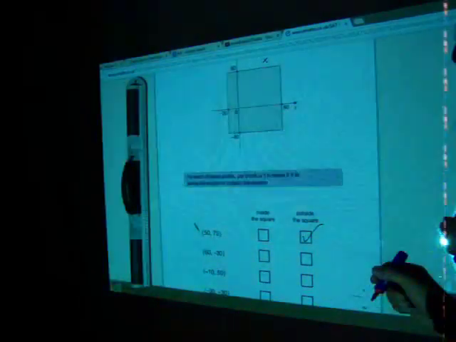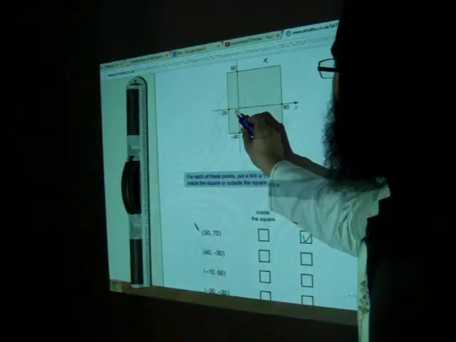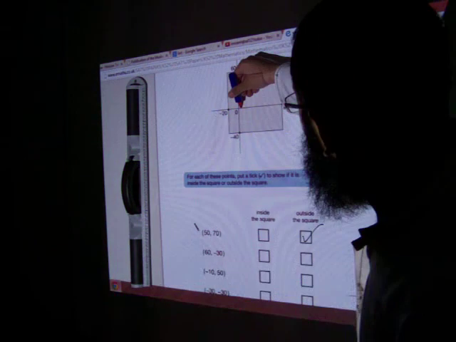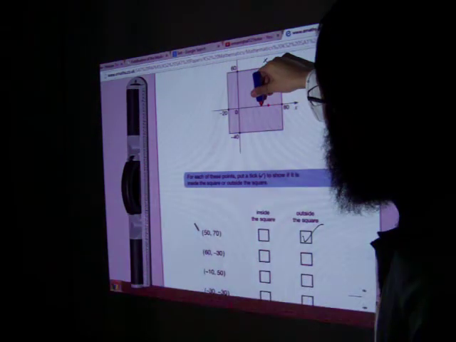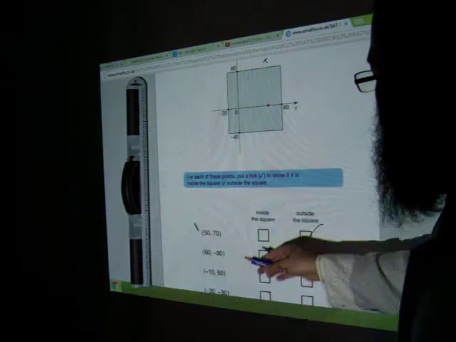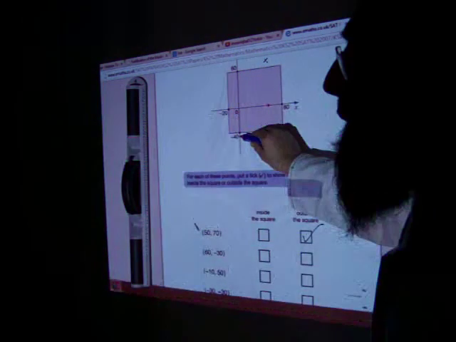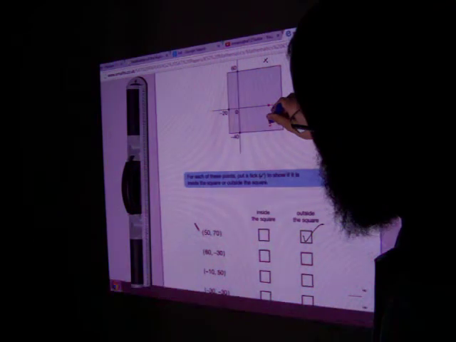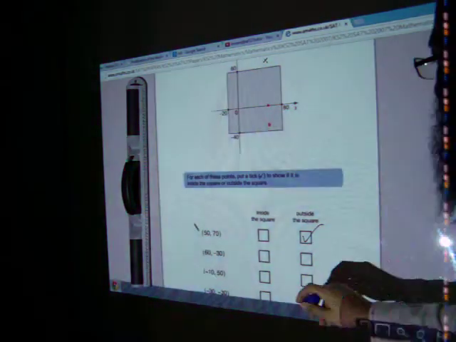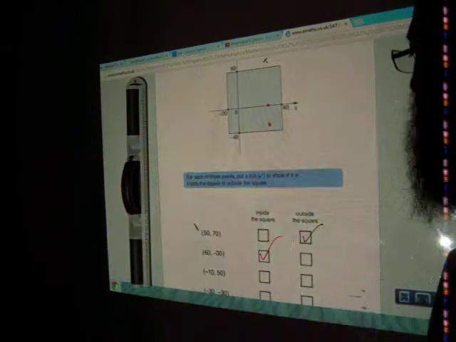Okay, next one we have 60, minus 30. So 60 is somewhere around here, and it's going to be minus 30. Now, how much does that come down by? 40. So minus 30 will be something around there. So that one is going to be inside.